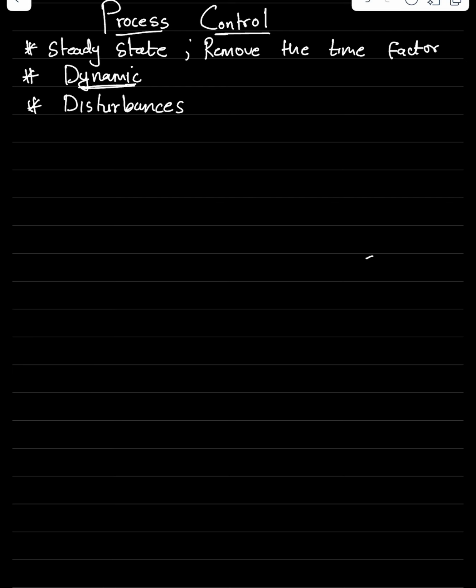There's gonna be disturbances. So these disturbances are gonna disrupt the steady state. So the systems are gonna become unsteady. You ideally want them to be at steady state. You design them so that they can be at steady state. However, there's gonna be disturbances in your process. As a result, your processes are gonna become unsteady. So you do process control so that the processes that you design can go back to their steady state.